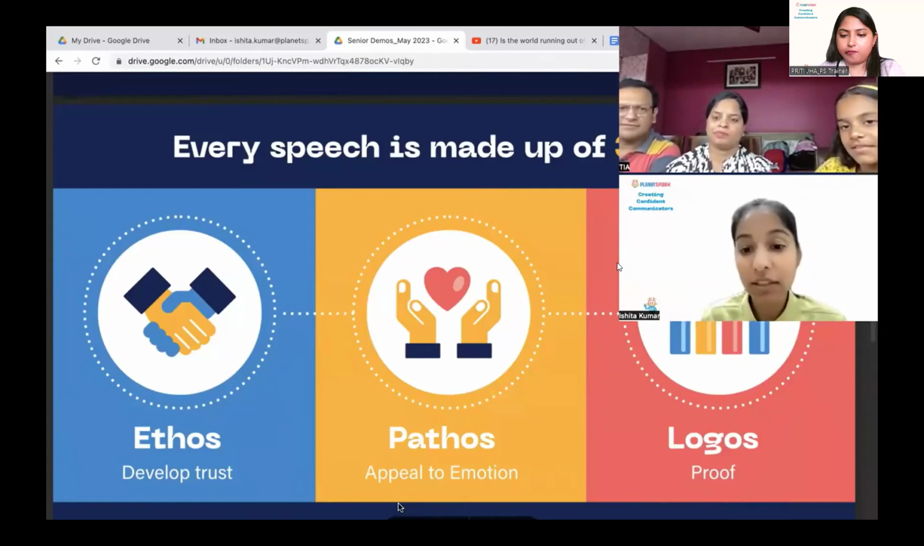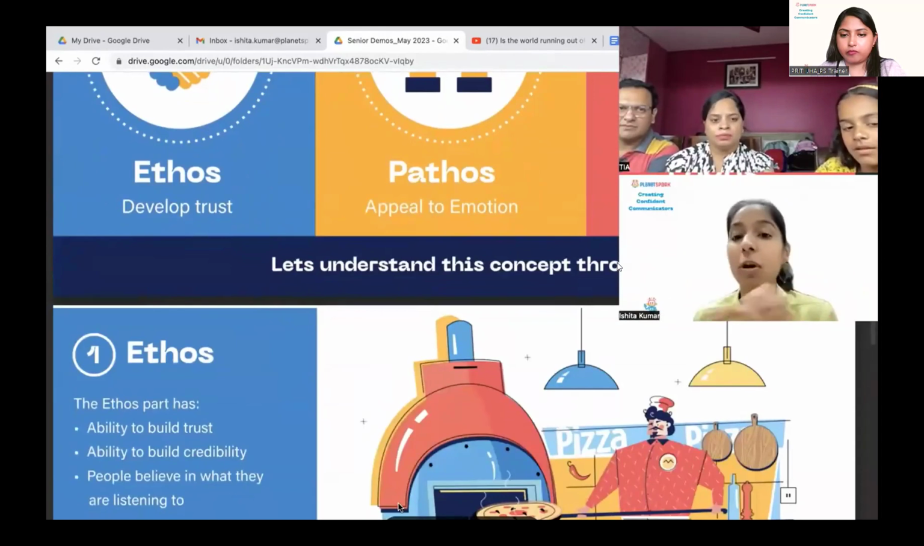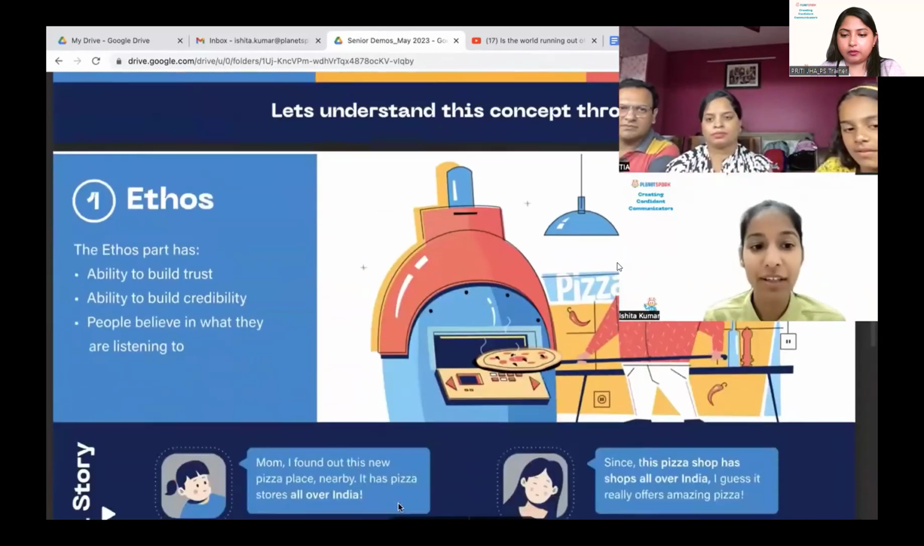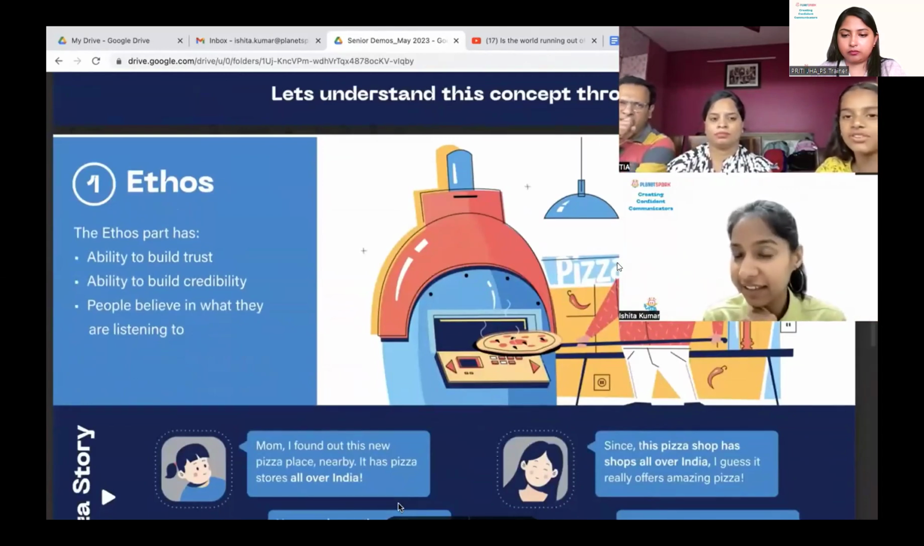Don't worry. We are going to understand this in a bit more detail again with a pizza story. But right now we will try to see how we could have used ethos, pathos, and logos to convince your parents for the pizza. All right. So ethos is about developing trust. What do you mean by trust? A bond which you create so they believe in you. Yes, it's about creating that belief, right?